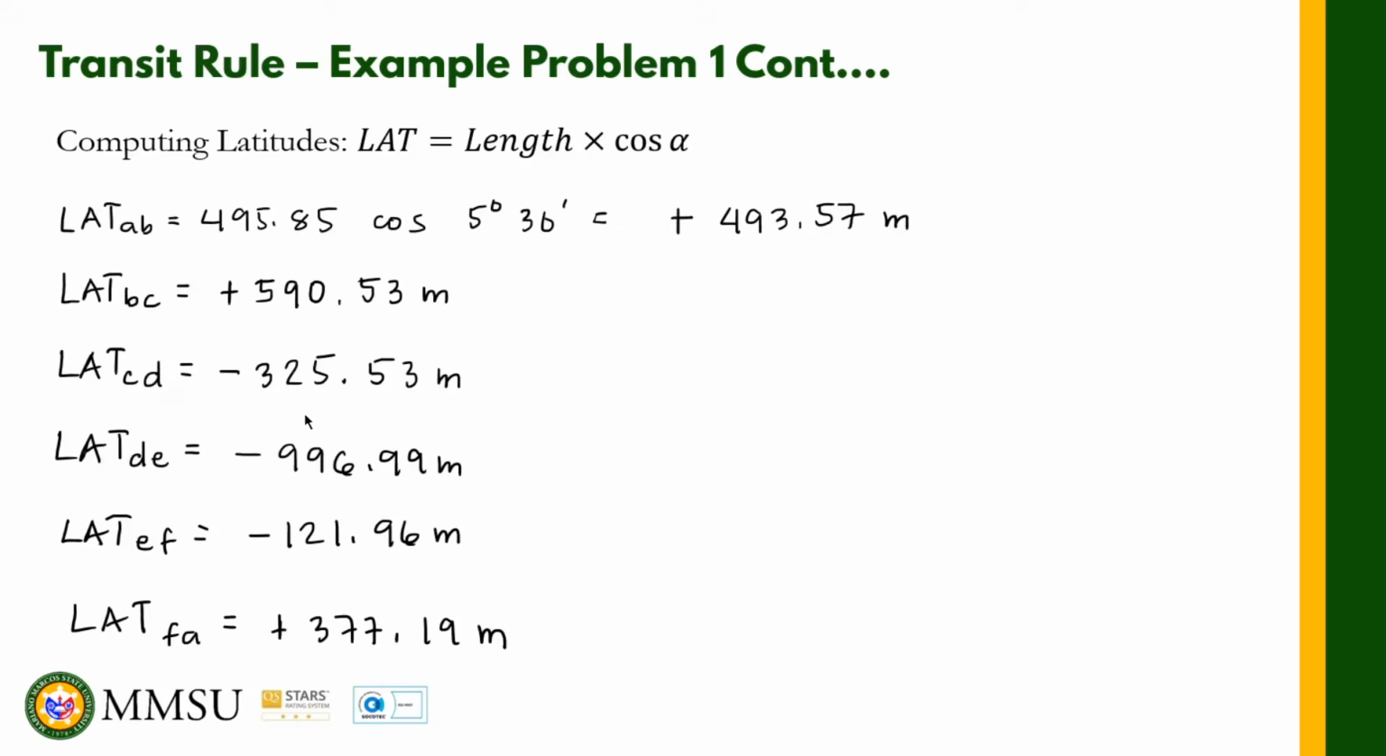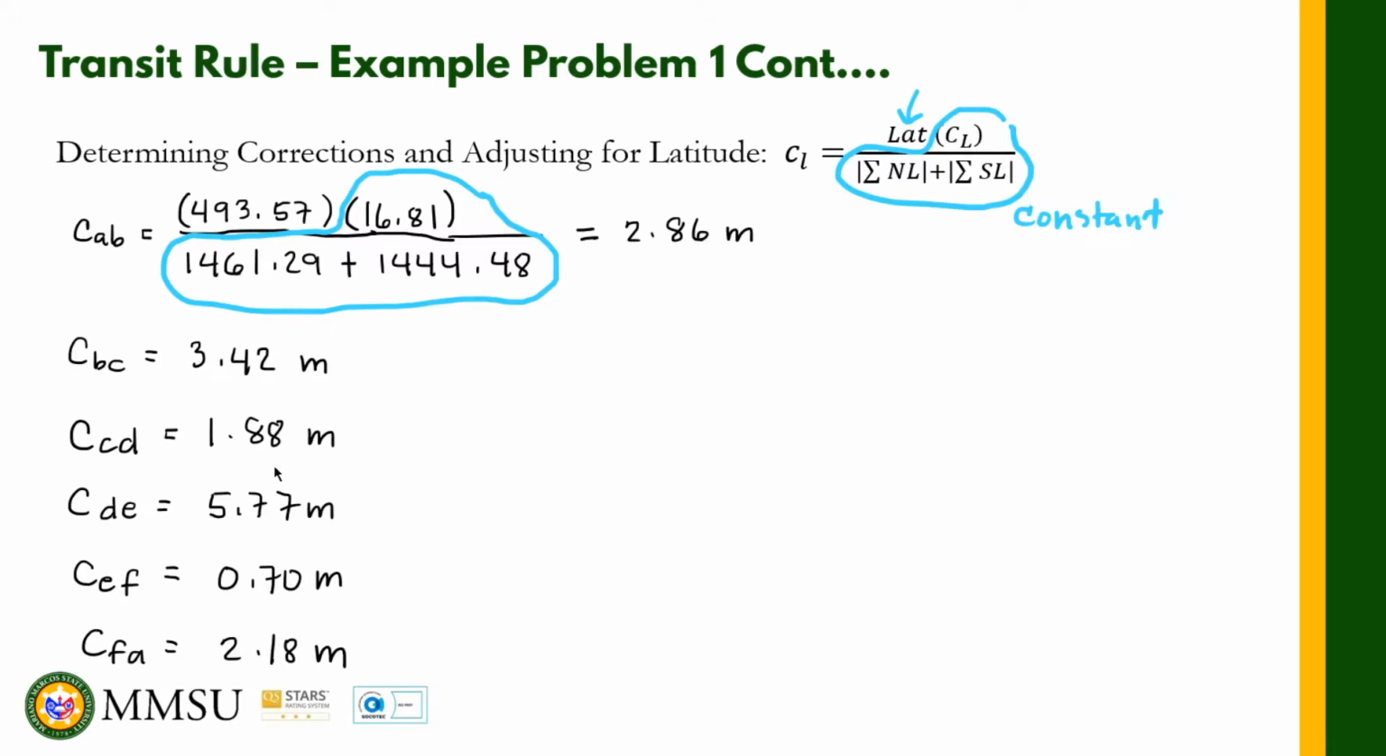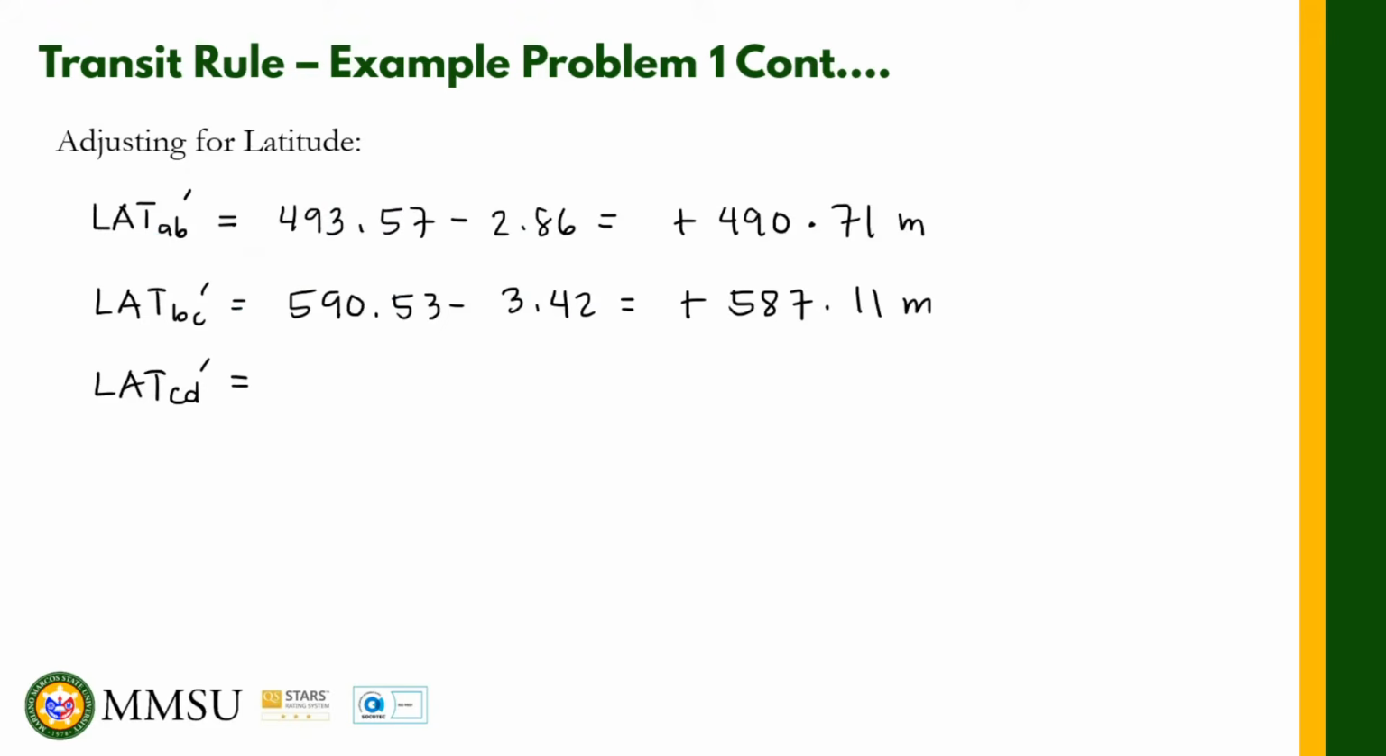Next, for latitude of CD adjusted, the original latitude of CD is negative 325.53. So we are going to add to the absolute value of 325.53 the correction for CD, that's 1.88. Basically, for the adjusted latitude of CD, we are going to have negative of 325.53. I-add natin yung correction na 1.88.